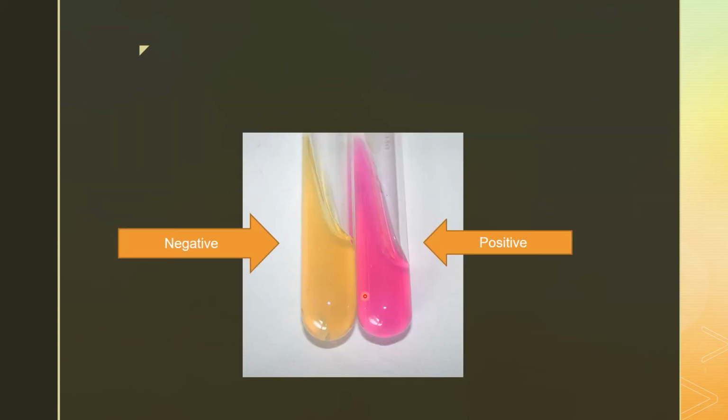This is the picture of urease test. As you can see, there is a development of pink color after the incubation. This means the test is positive, and if there is a development of yellow color, that means the test is urease negative. So basically urease is used for gram negative bacteria, mainly for the identification of the Proteus species.